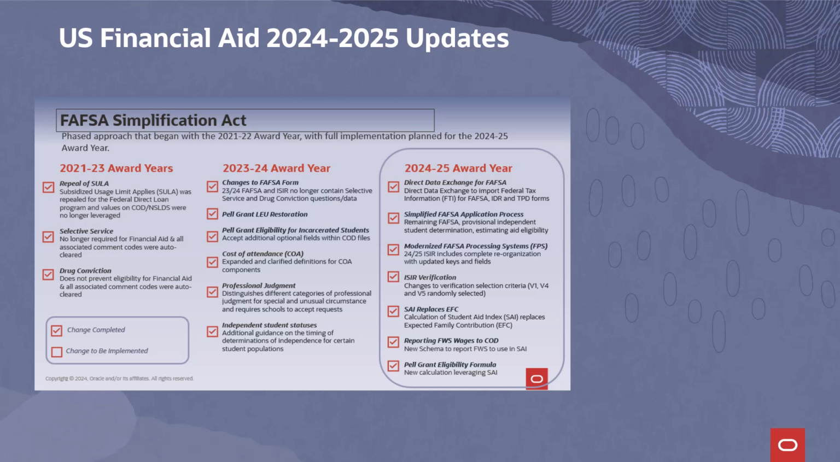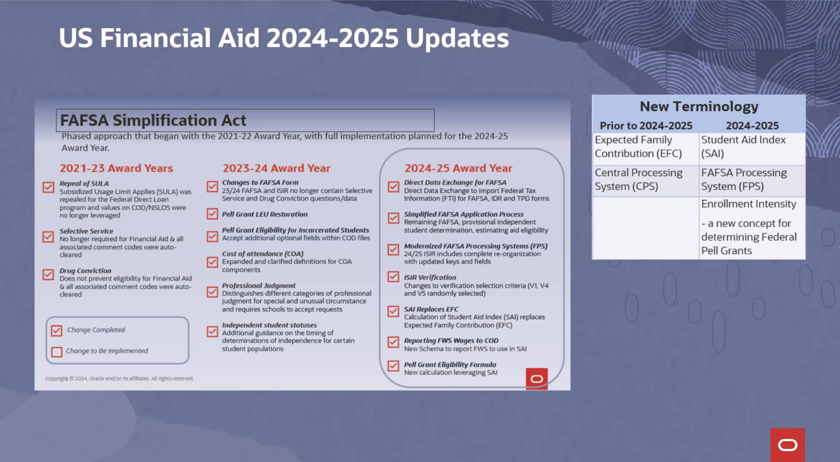Most of these changes are due to a new way of determining student financial need and come with some new terminology effective with the 2024-2025 aid year. Examples: Expected Family Contribution, EFC, has been changed to Student Aid Index, SAI. Central Processing System, CPS, has been changed to FAFSA Processing System, FPS. And Enrollment Intensity, a new concept for determining federal Pell Grants. In PUM Image 31, Campus Solutions Financial Aid delivered extensive updates in the following areas.